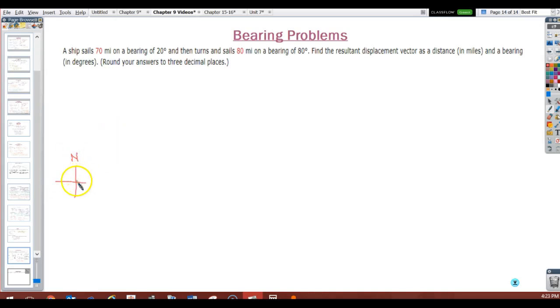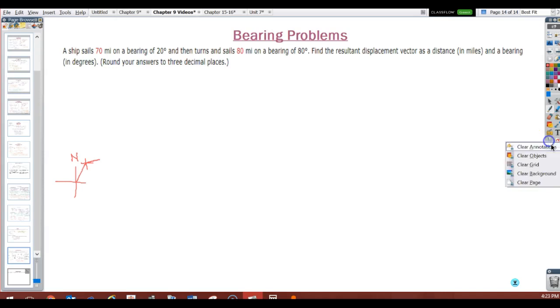So remember that bearings are measured from north. So 20 degrees from north would be in the northeast direction. Then we're going to turn and we're going to go 80 degrees, which is a little bit shy of 90 from north, so still in that northeast direction. So we're going to primarily be up in that first quadrant.